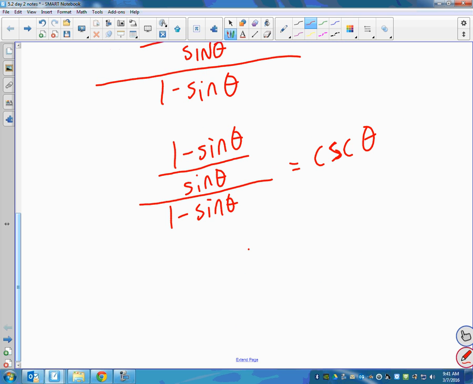This would be like 1 minus sine over 1, right? So let's split that up and multiply by the reciprocal. Again, I feel like you have to have a really strong background, a really strong understanding in fractions to be successful with these. That when we divide by fractions, that's the same as multiplying by the reciprocal.